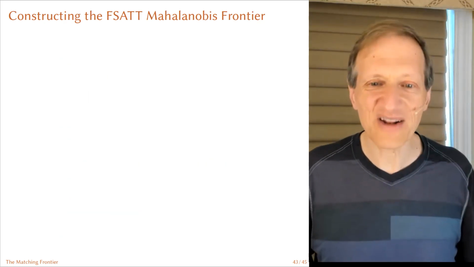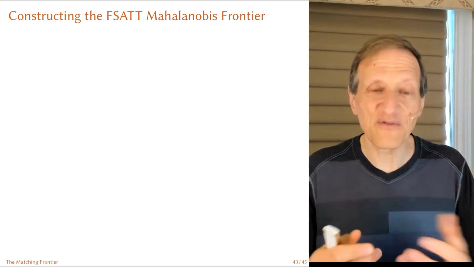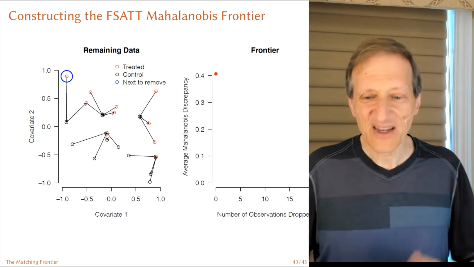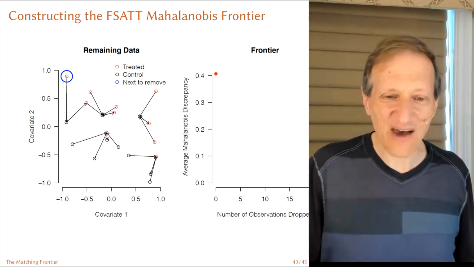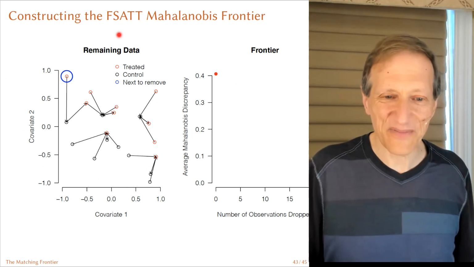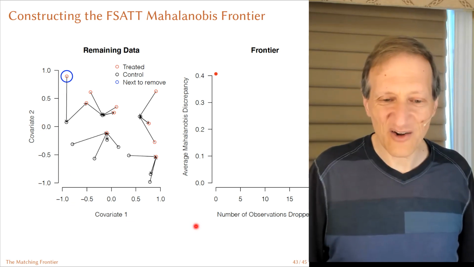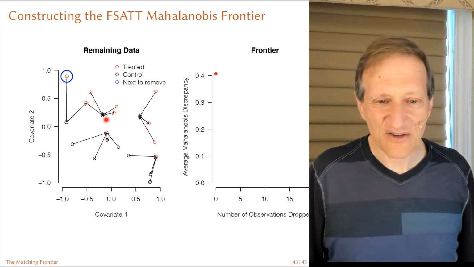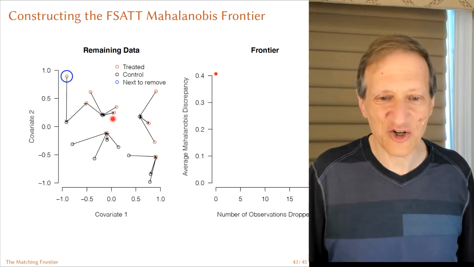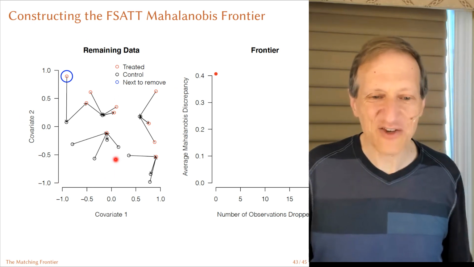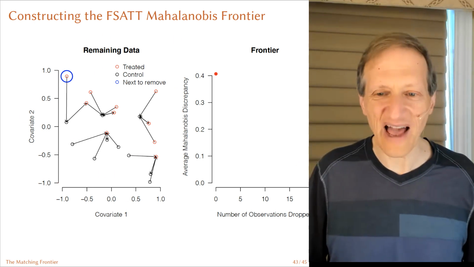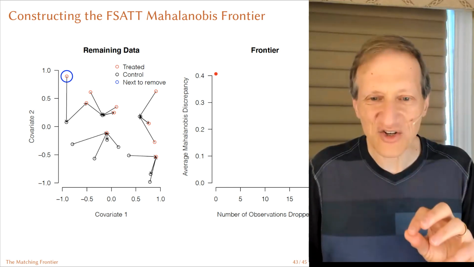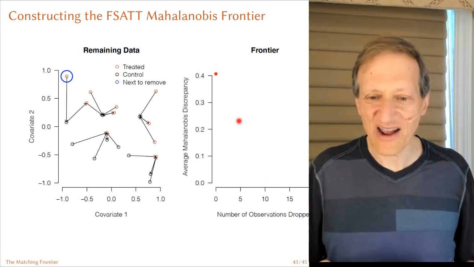Just to give you a feel for it, let's construct the feasible sample average treatment effect on the treated Mahalanobis frontier. So here's what it looks like. If we have a data set like this with covariate 1 and covariate 2, each treated unit is proximate to a control unit. I'm going to show you a working version of the algorithm. It plucks out data in exactly the right order such that it would have the frontier. On the right here, I have the frontier.